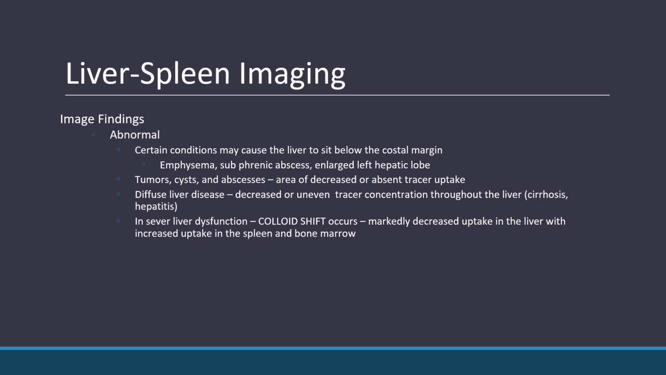And this is markedly decreased uptake in the liver with increased uptake in the spleen and the bone marrow. So remember, the liver should be the hottest thing on the image. If the spleen and the bone marrow are the hottest things on the image, then that's called colloidal shift, and that occurs with advanced liver disease such as cirrhosis or hepatitis.